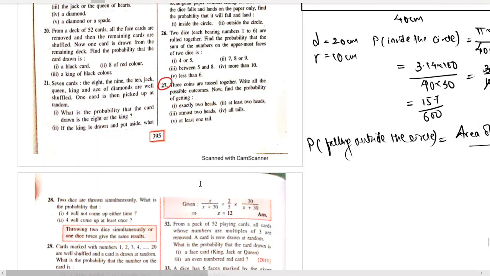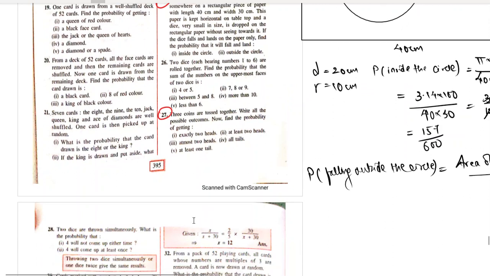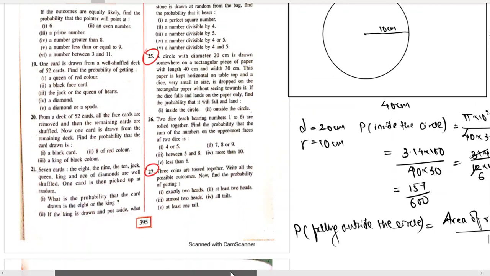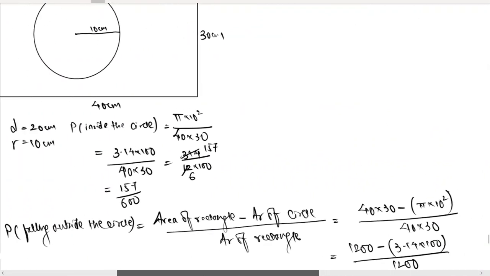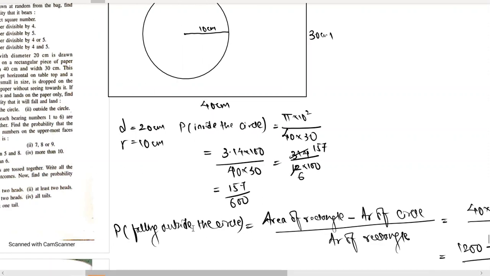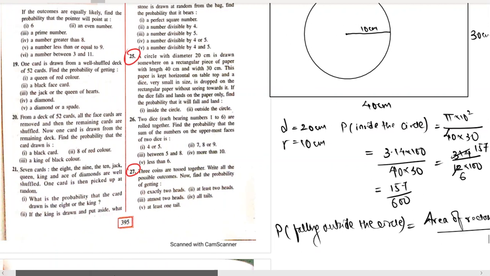Right, so that was question number 25. If there is some difference in answer in this particular question, because I don't know the answer right now, it must be because they have taken the value of pi as 22 by 7. I have taken it as 3.14 and solved it, so it doesn't make a huge difference. Okay, the method still remains the same as I've showed you.